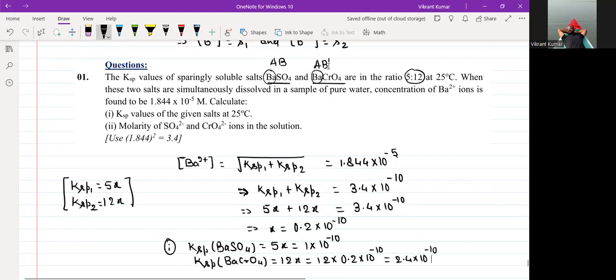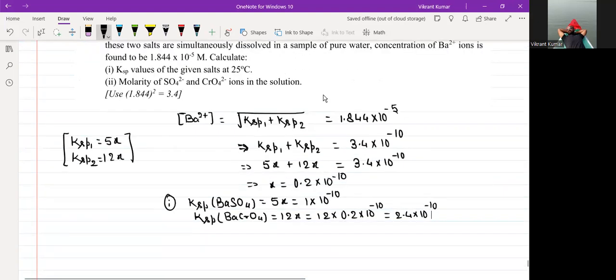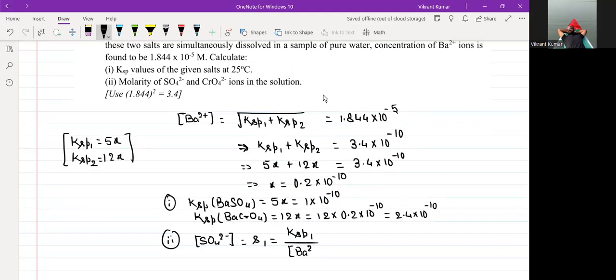तो ये दोनों आंसर हो गए। फॉर द सेकेंड पार्ट, जो कॉमन आयन नहीं है उसके लिए सॉल्युबिलिटी हम लोगों ने S1 और S2 भी बताया था। तो सल्फेट आयन इज नथिंग बट S1, which was Ksp1 upon the common ion, and that's why ये Ksp1 जो आया, that is 1 into 10 raised to minus 10, and common ion का concentration is 1.844 into 10 raised to minus 5.